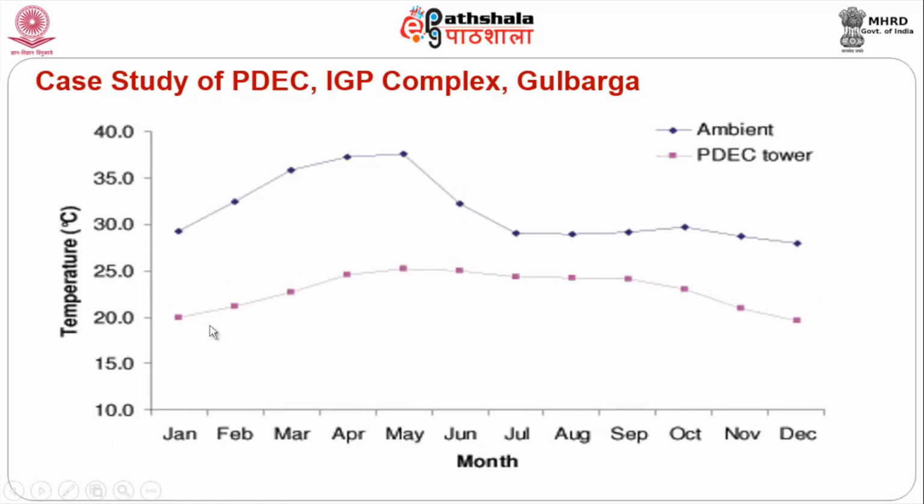This case study clearly shows that if this were to be the ambient air temperature, by use of PDEC, the temperature is reduced to this extent. You can clearly see that temperature is reduced in the month of January by 10 degrees centigrade. In the month of May, it is reduced by more than 10 degrees centigrade. When it comes to the cooler parts of the year, there is not much temperature difference as compared to the summer months.